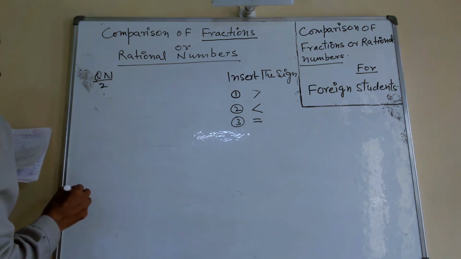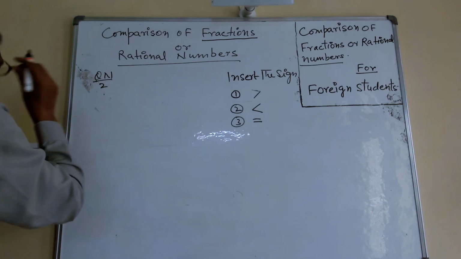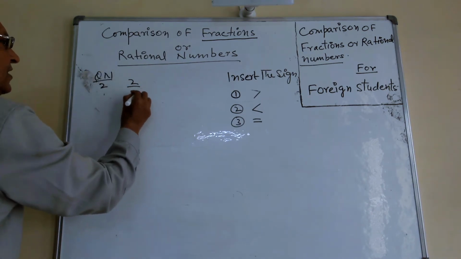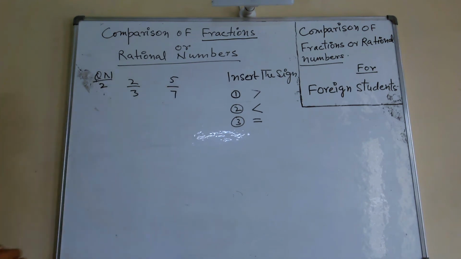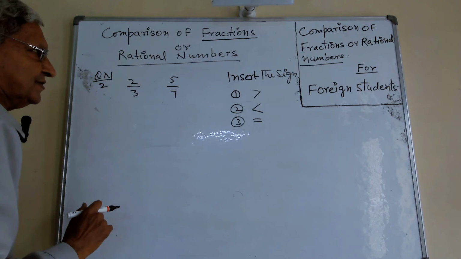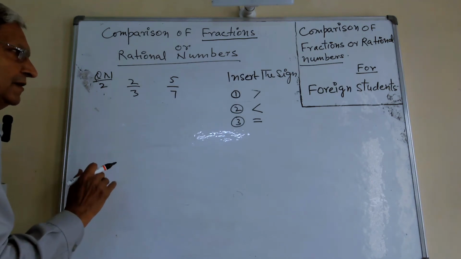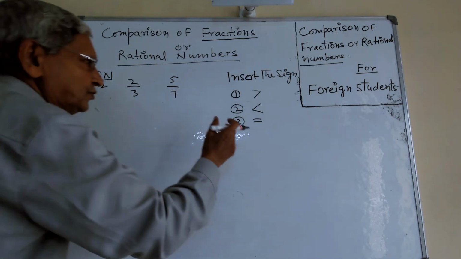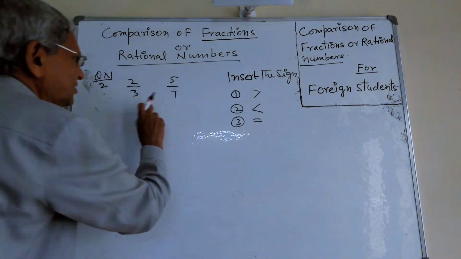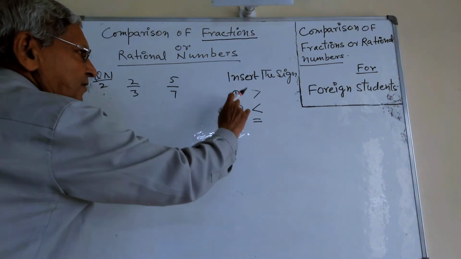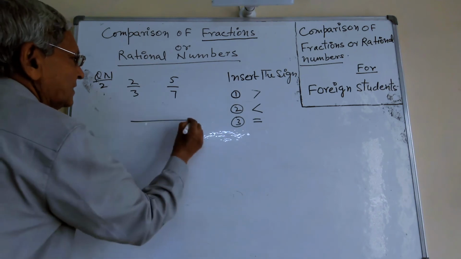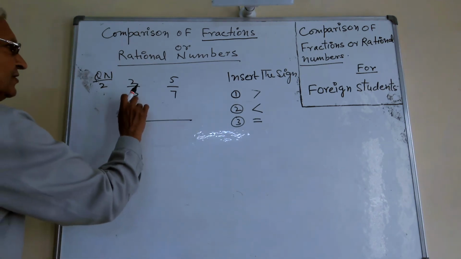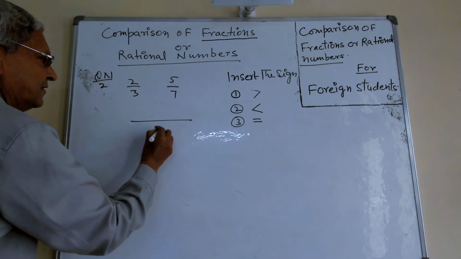In the second question, the fractions are 2 by 3 and 5 by 7. Now we have these two fractions. We have to compare and put a sign between these two fractions from first, second, and third. Now take the LCM. The LCM is 3 into 7, 21.